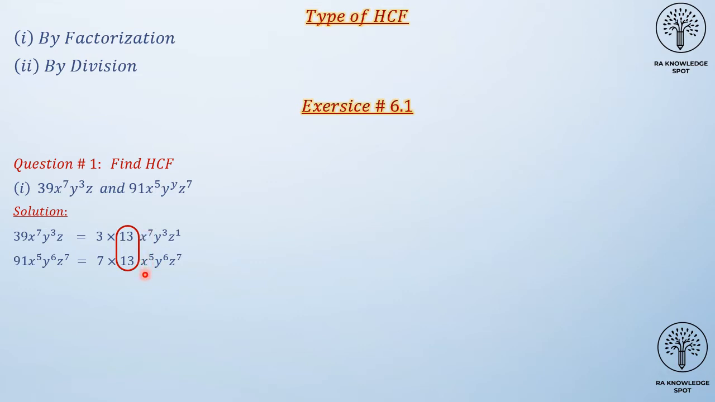They are common. How many y's are common? There are 3, and of course there are 3 y's common. How many z are common? Only 1. Only 1 z is common.